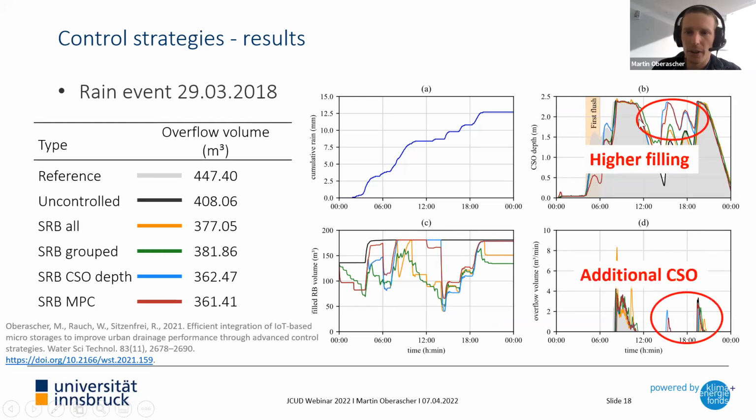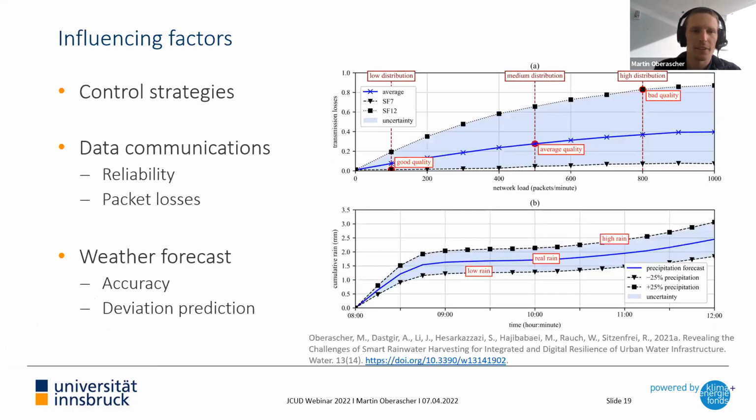And in the following, we have a higher filling in the afternoon, which also increases the second CSO event. And because of the quality of the weather forecast, or errors in the weather forecast, there's also an additional CSO event in the afternoon. So based on these findings, we decided to also investigate the performance of the digital components of the smart rain barrels in the next work.